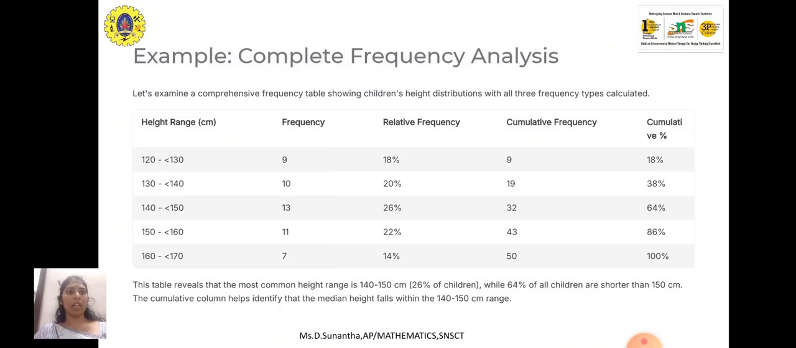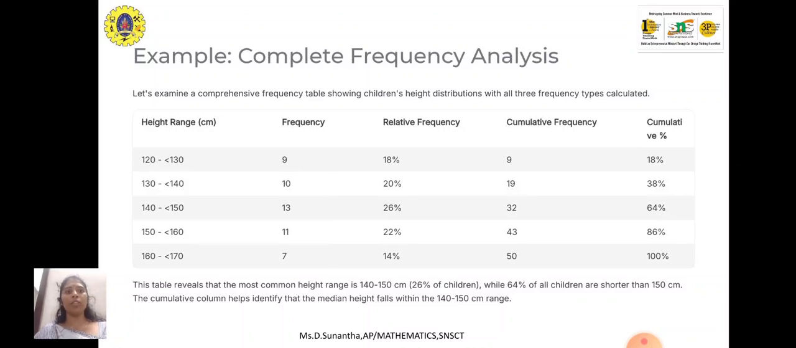So now let us see an example in which both relative and cumulative frequencies are applied. Here the height ranges are given in a continuous range, which is 120 to less than 130. Next is 130 to less than 140, 140 to 150, 150 to 160, 160 to 170. So here the frequencies are 9, 10, 13, 11 and 7.